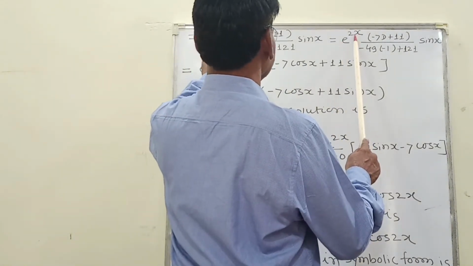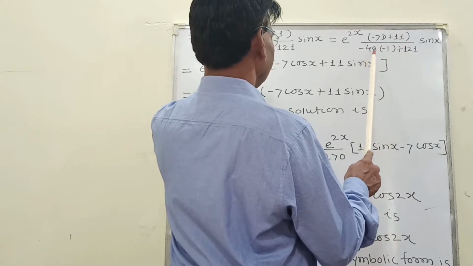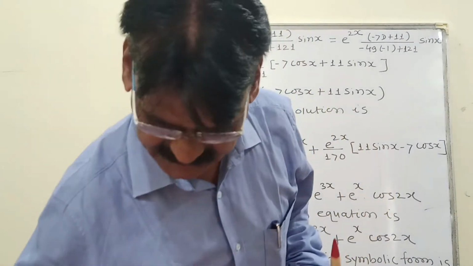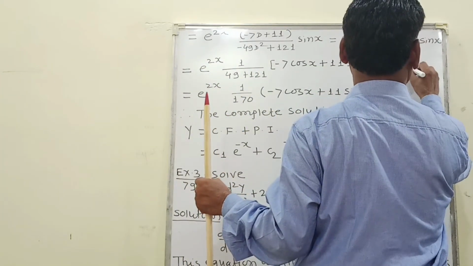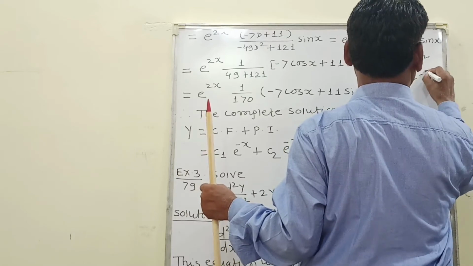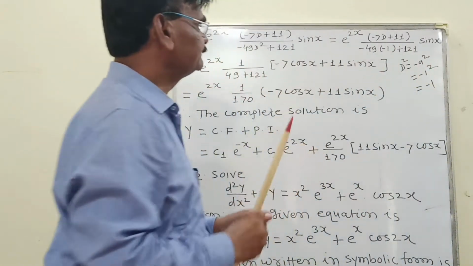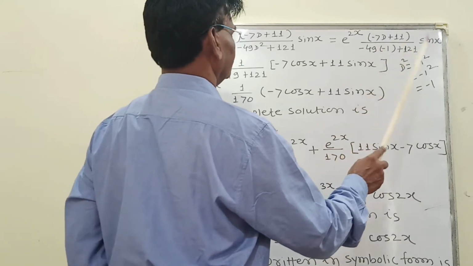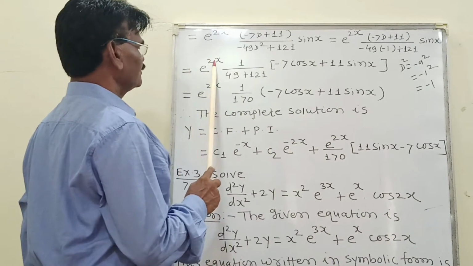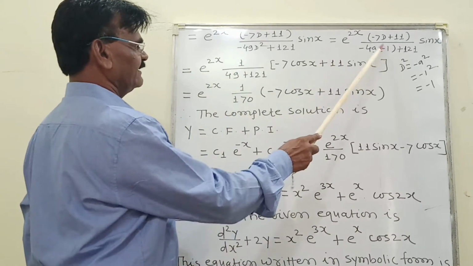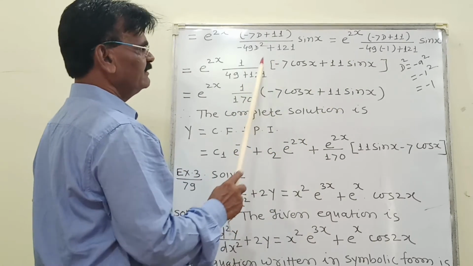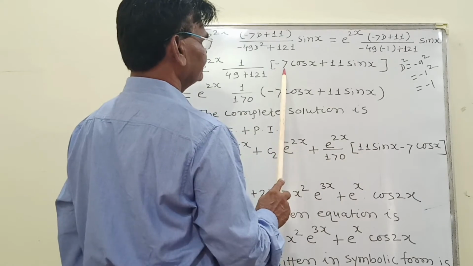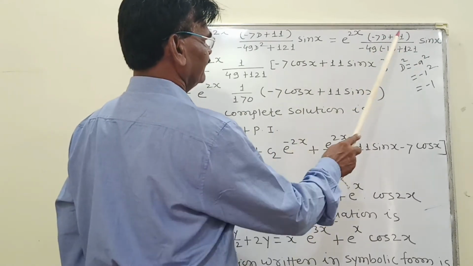Which is equal to e^(2x)(-7D + 11)/(-49D² + 121), and instead of D² we have to substitute -a², that is -1², so D² = -1. Minus 49(-1) + 121 into sin x, which is equal to e^(2x) 1/(49 + 121), because minus and minus make plus, and this operator operates on sin x: -7 derivative of sin x is cos x, plus 11 sin x.